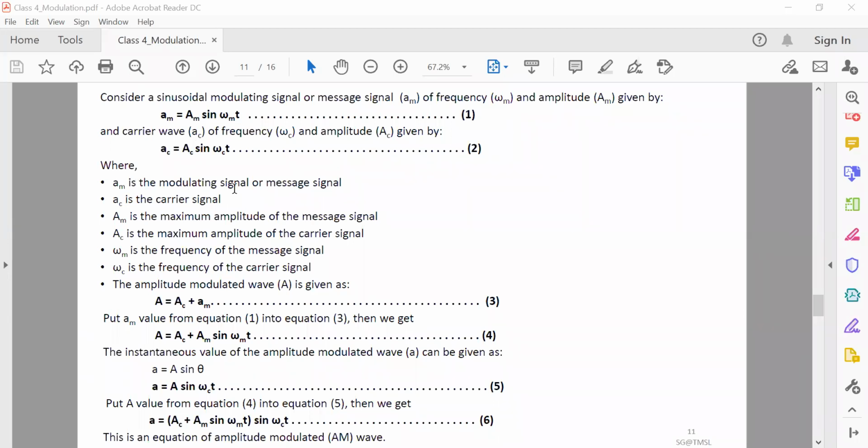The small a_m is the modulating signal, the message signal. This is the carrier signal. The capital A_m is the maximum amplitude of the message signal. Now the amplitude of the modulated wave, if denoted by A, can be written as the combination of this one plus this one.